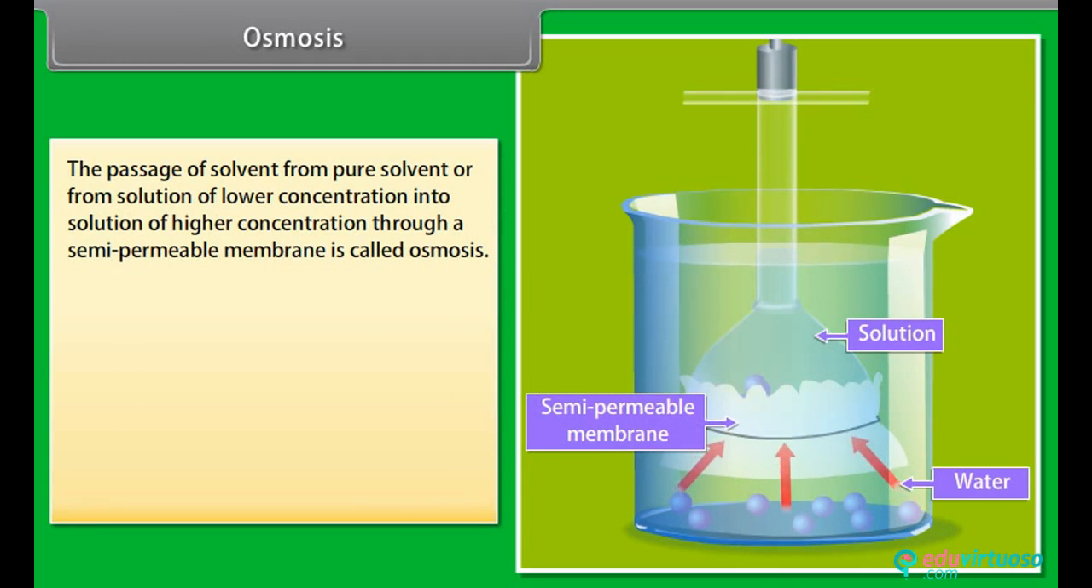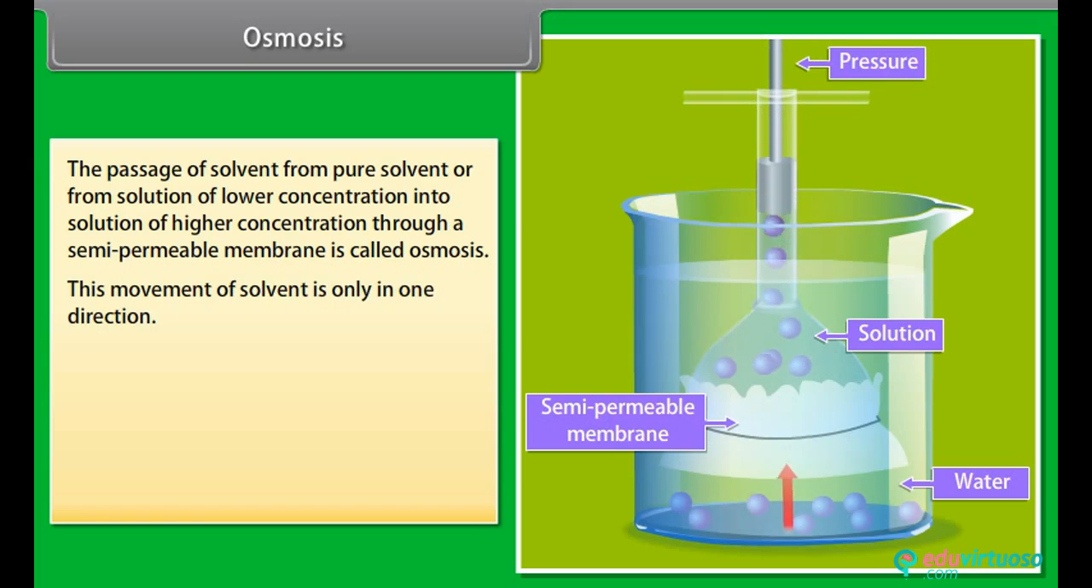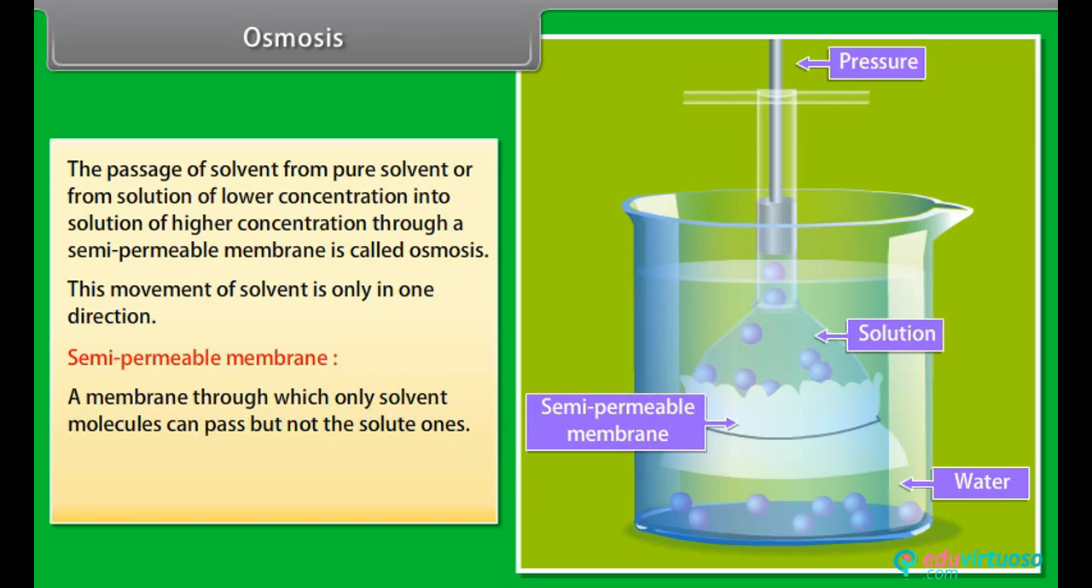Osmosis. The passage of solvent from pure solvent or from solution of lower concentration into solution of higher concentration through a semi-permeable membrane is called osmosis. This movement of solvent is only in one direction. Semi-permeable membrane. A membrane through which only solvent molecules can pass but not the solute ones. For example, cellophane, parchment paper, and wall of living cell.